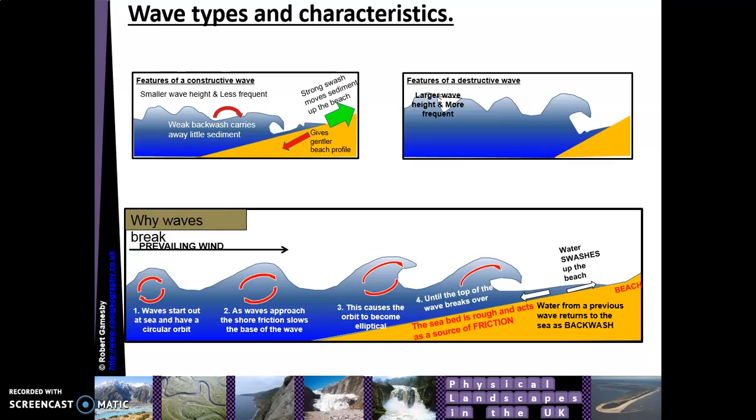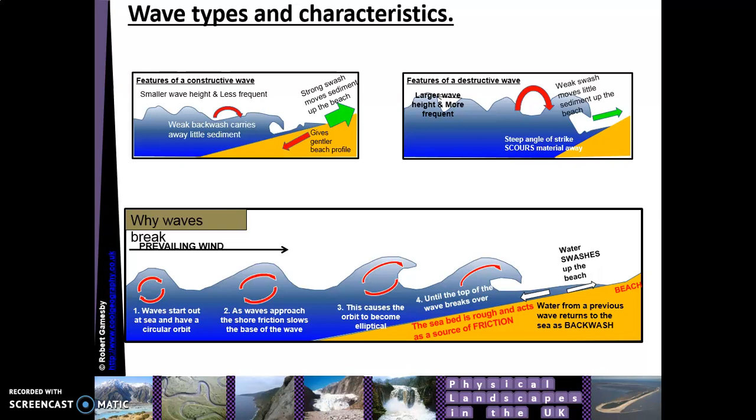So these have got large wave heights and they're quite frequent. So instead of having a wave coming in every 5 to 10 seconds, you've got a wave coming in every few seconds, destroying things. That's why it's called a destructive wave. So the wave height is bigger, which means that it's got more potential energy, shown that by that red arrow.